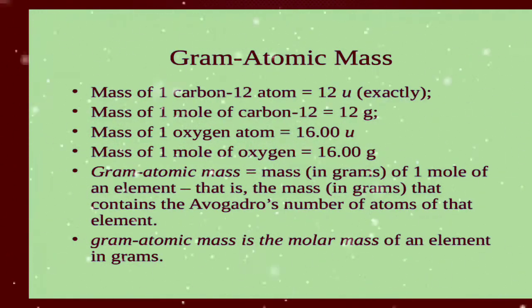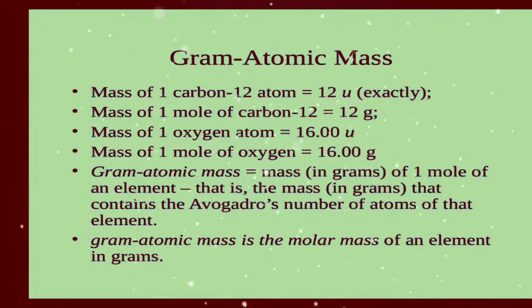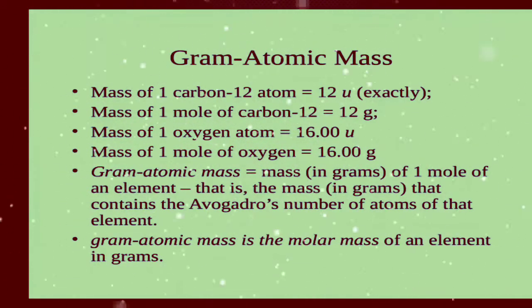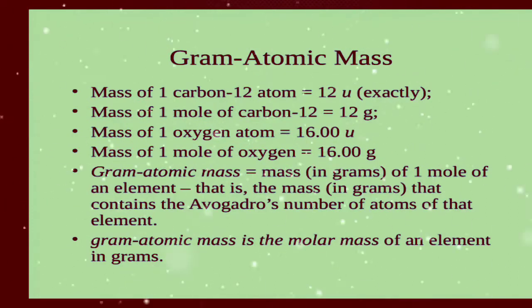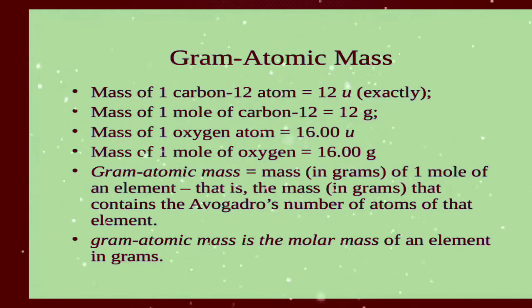For example, the mass of a carbon-12 atom is equal to exactly 12 u, because we divided carbon-12 into 12 parts, and if we take 1 AMU equal to 1 gram, then the mass of 1 mole of carbon-12 atoms will be 12 gram. If we convert AMU to gram, the mass of 1 oxygen atom is 16 AMU, similarly, in gram the mass of 1 mole of oxygen is equal to 16 gram.